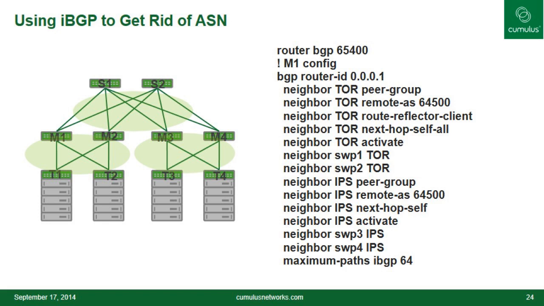And if you look at this configuration, all the numbers are hard-coded. They are the same everywhere. You just see 65,400 everywhere. The only thing that is specific to this node is the router ID, that is, who am I?